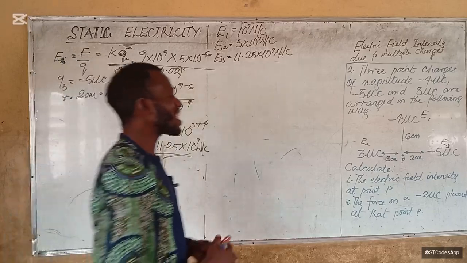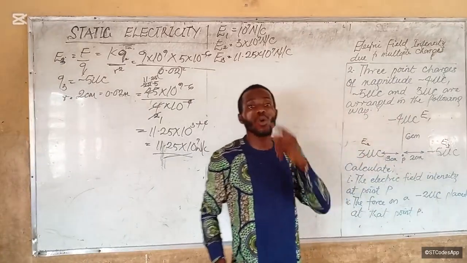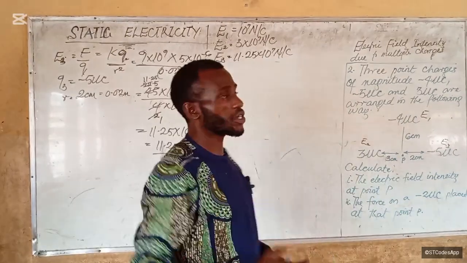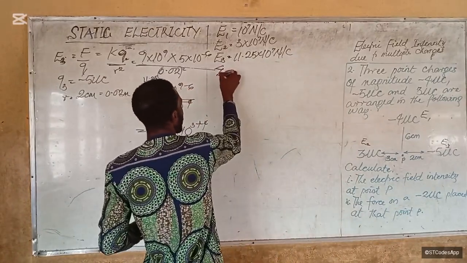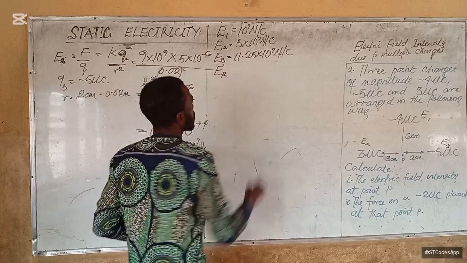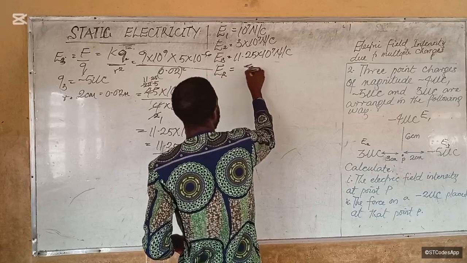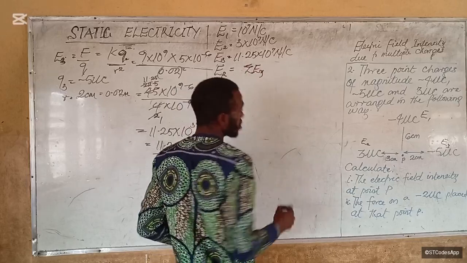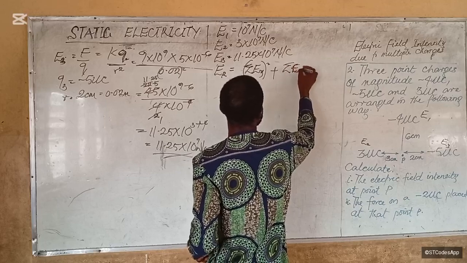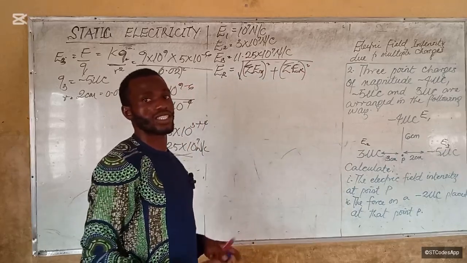Now, what is the electric field intensity at point P? Because there are 3 electric field intensities that are being felt at point P. So what will be the resultant electric field intensity felt at point P? Now, this is the way you calculate that. The resultant electric field intensity will be equal to the sum of electric field intensities in the y-axis, all squared, plus the sum of E's in the x-axis, all squared.